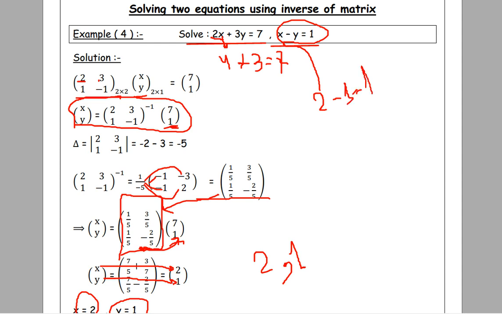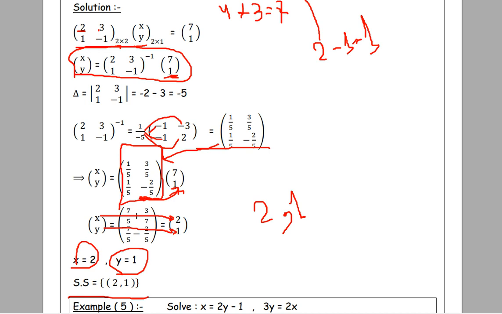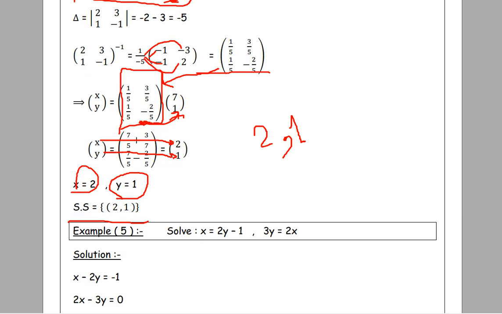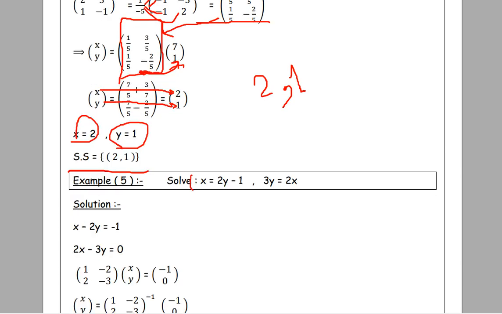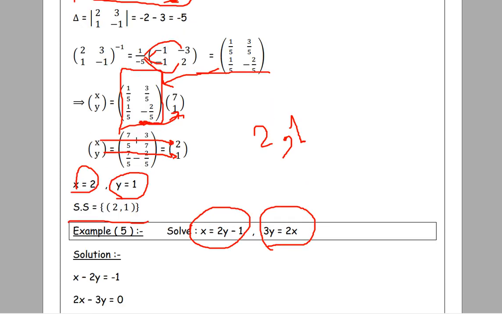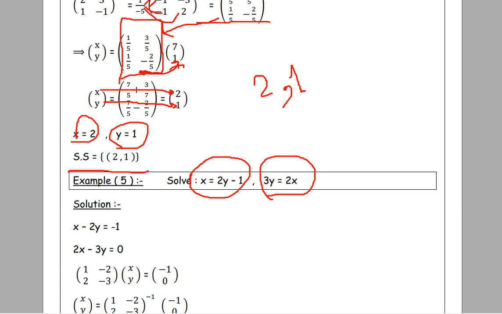Okay, so let's go to example 5. What do we have here in example 5? We have the equations x equals 2y minus 1 and 3y equals 2x. Do you notice something? I noticed these two equations are not arranged. We have to arrange them first. So how to arrange? 2y will go to the other side with a negative sign, because it is positive here. So it will be x minus 2y equals negative 1.